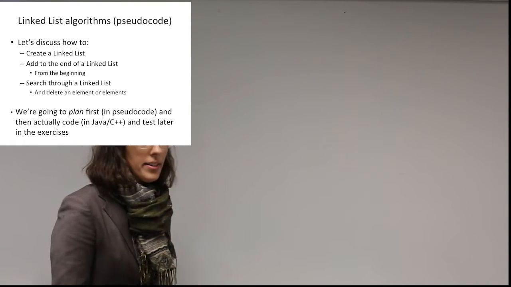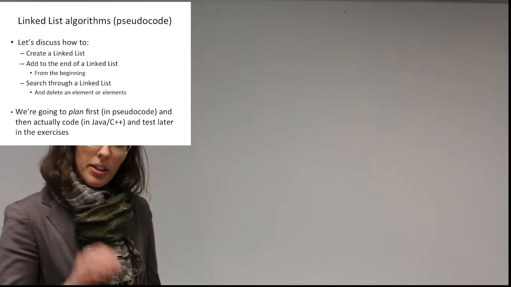So let's go through some linked list algorithms. And I'm going to do this in pseudocode because I want us to plan how we're going to code up these algorithms in a little bit. We're going to code them up later in Java or C++, but for now, just pseudocode here on the board. Talk about how to create a linked list. Let's then add to the end of that linked list, searching for the end from the beginning, and just searching through a linked list, maybe to delete an element.